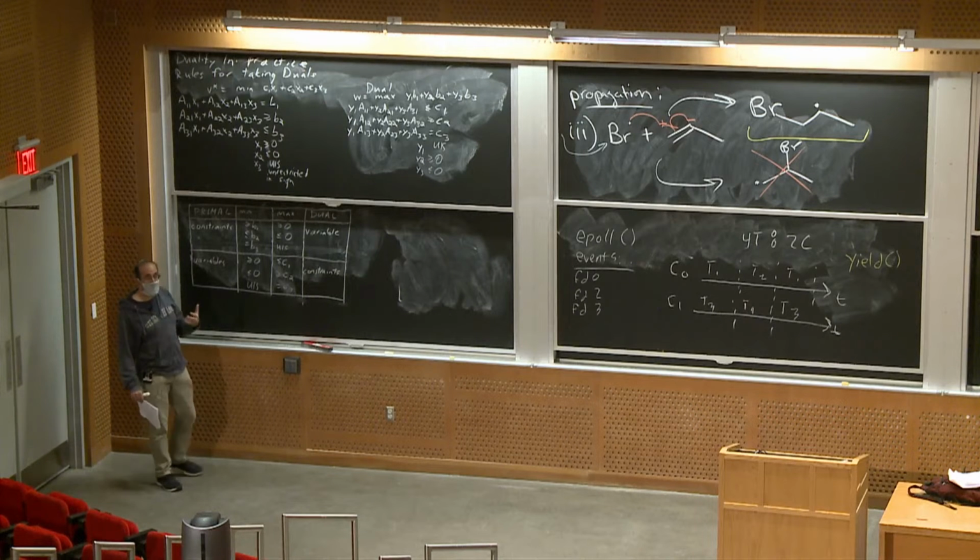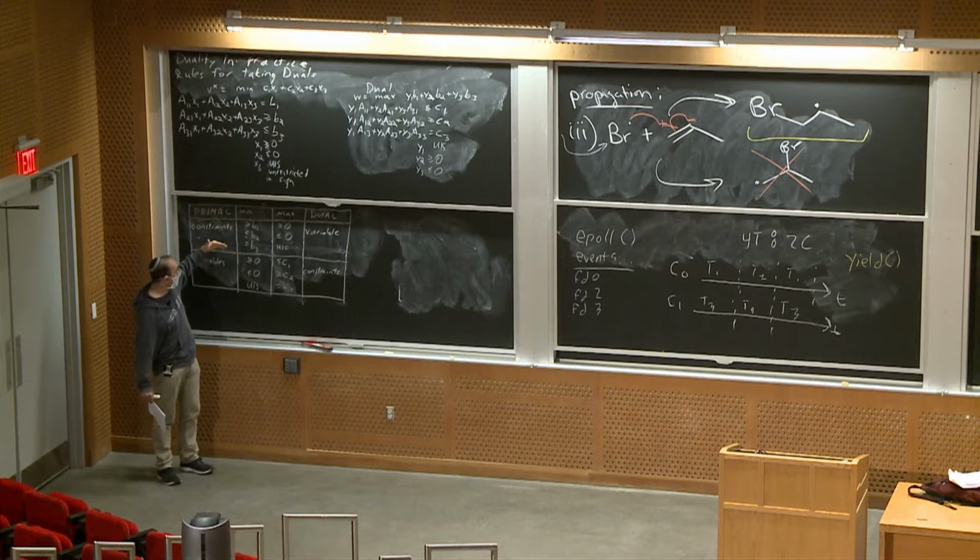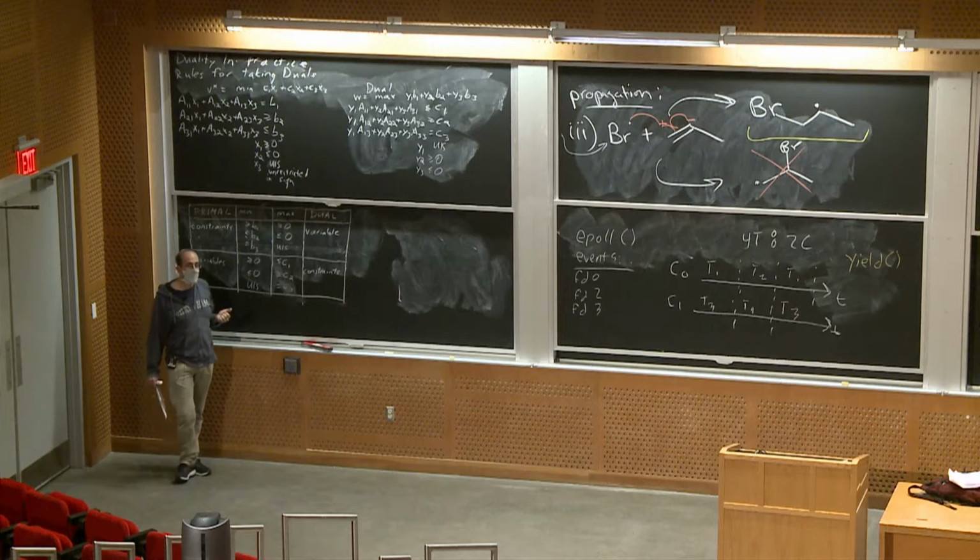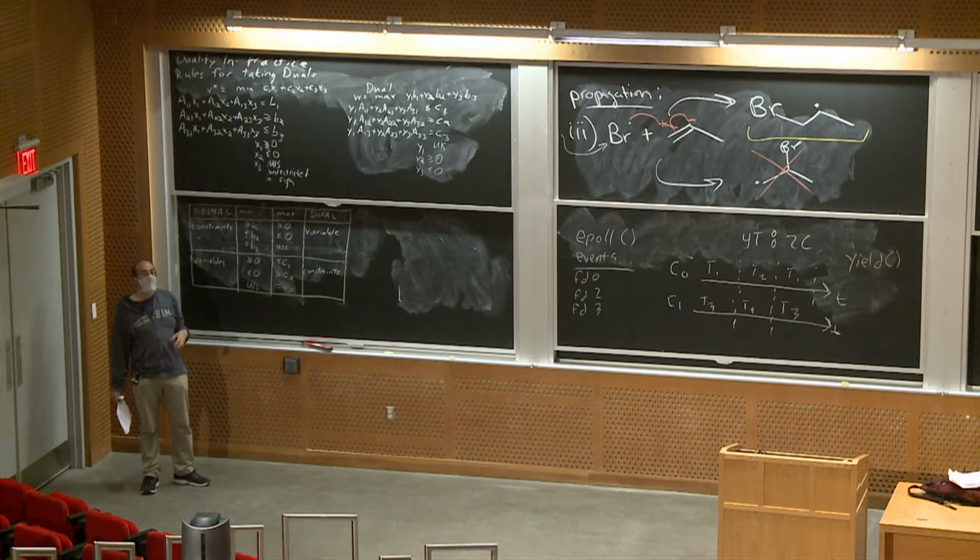Also, in another version of this argument, what happens when I add a constraint in the primal? I've added a constraint, so the primal gets worse. It gets bigger. What happens in the dual? I get a new variable, which gives more flexibility to the dual, so it can get better while the primal is getting worse. Okay?